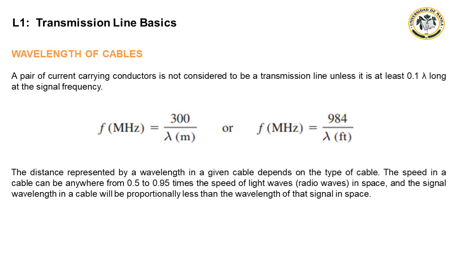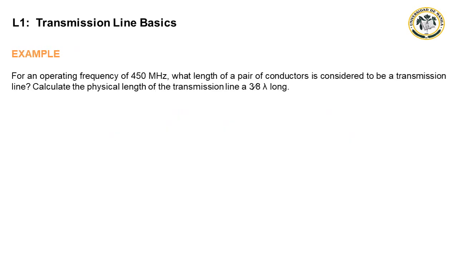Let's try to solve this sample problem. For an operating frequency of 450 MHz, what length of a pair of conductors is considered to be a transmission line? Calculate the physical length of the transmission line 3/8 wavelength long.